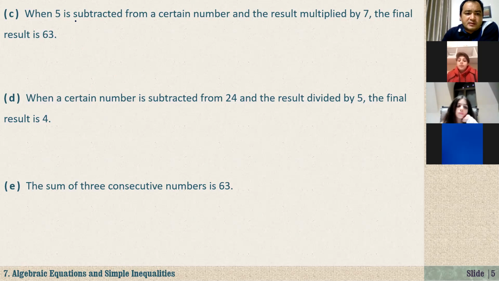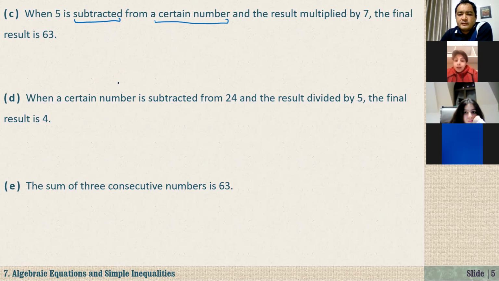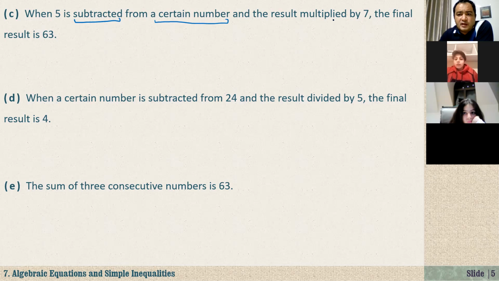When 5 is subtracted from a certain number, the result is multiplied by 7. The final result is 63.